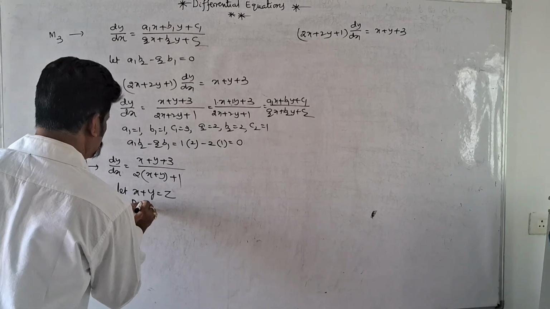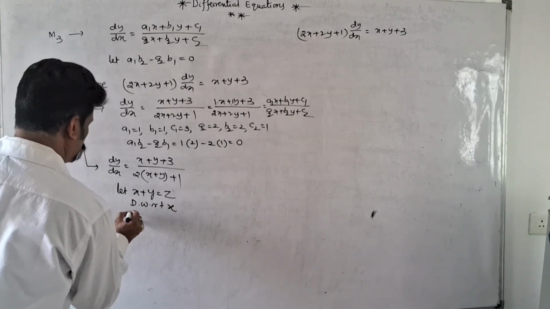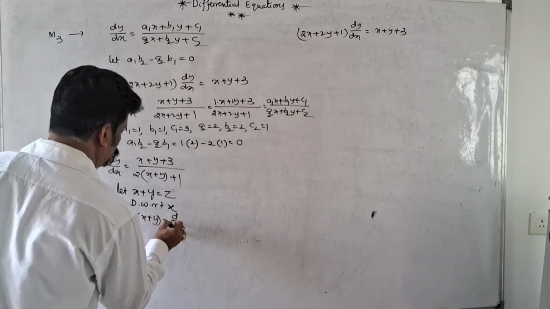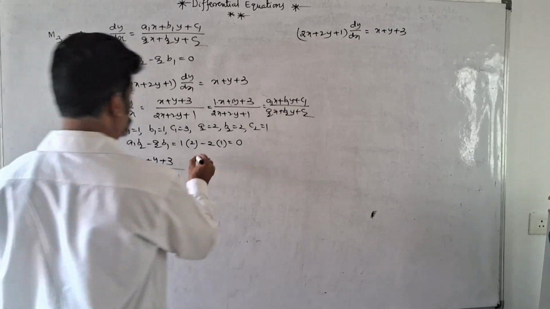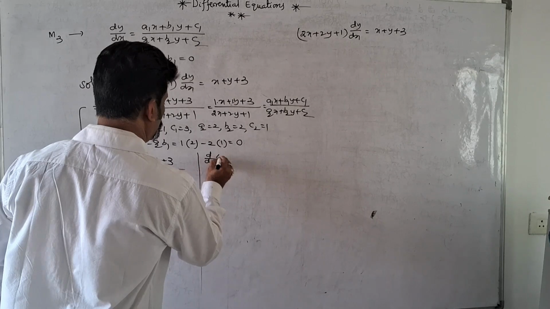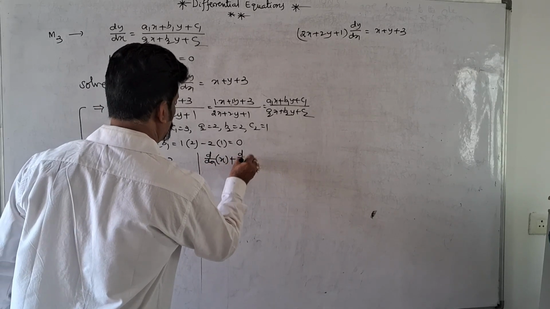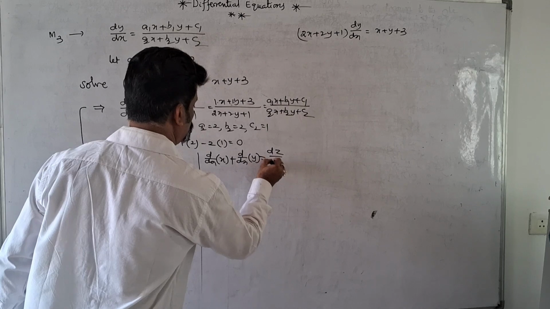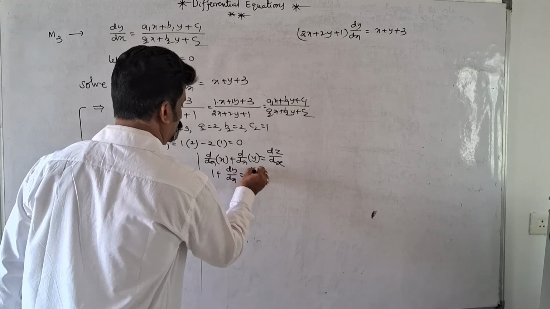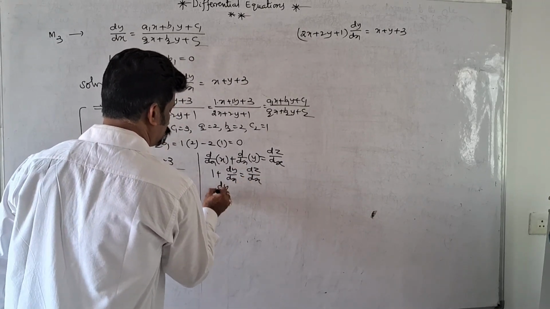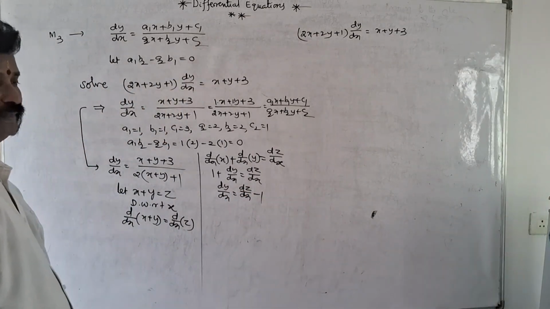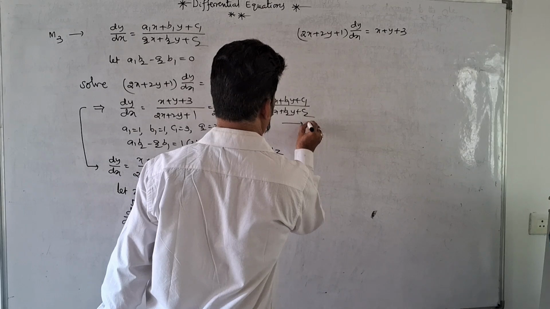Now differentiate with respect to x. d by dx of x plus y is equal to d by dx of z. Now d by dx of x plus d by dx of y is equal to dz by dx. 1 plus dy by dx is equal to dz by dx. So dy by dx is equal to dz by dx minus 1. So this is equation number star.